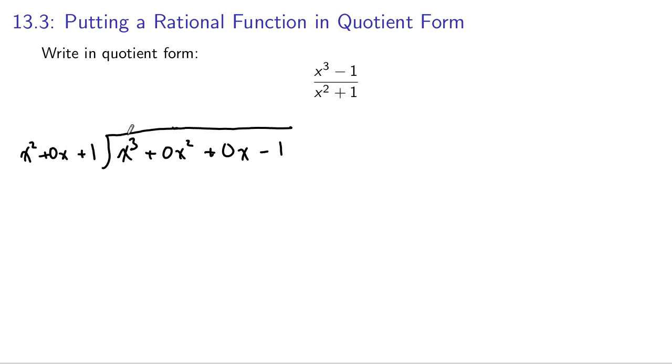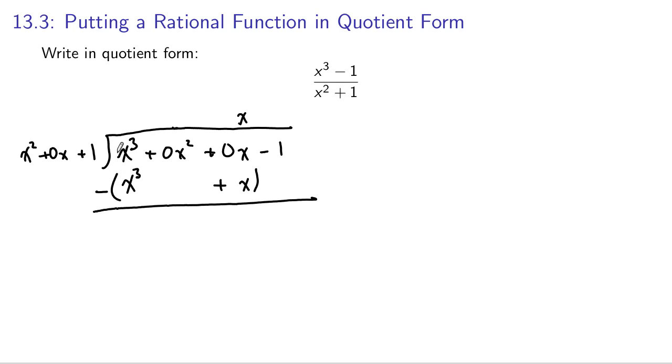So we have to multiply x squared by x to get x cubed. So we have x in the answer. X times x squared is x cubed. I moved it over so it lines up with x inside the division house. So we have x times 0x is 0. X times 1 is x. Subtracting.